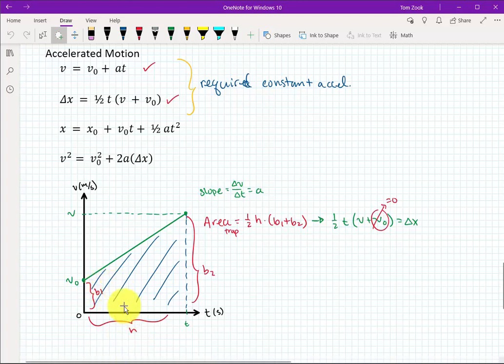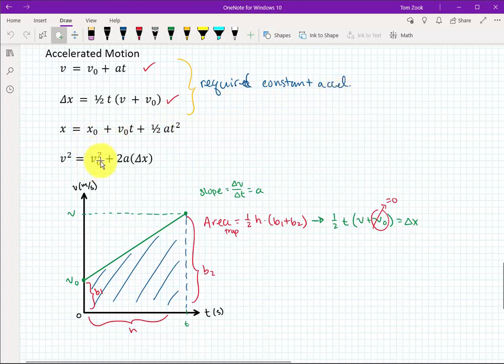I can't find the area of a trapezoid here if it's not a trapezoid. If this is a curve, because the rate of change of velocity is not constant, well, this doesn't work. This equation only works if it's a trapezoid. Up here, the equation for velocity can only follow a slope-intercept form if the acceleration is constant. It has to be linear. So all these equations are going to be based off of constant acceleration. The acceleration does not change with time.